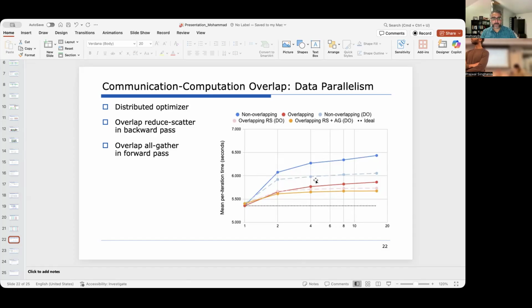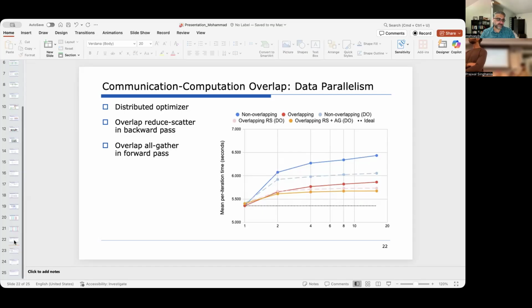Again, you can see mean per iteration time. So the best way is overlapping the reduce scatter and all gather. Ideal is basically if you can keep it constant, but you can see that if you do non-overlapping versus overlapping, the overall iteration time per second decreases. So this actually shows how it works.